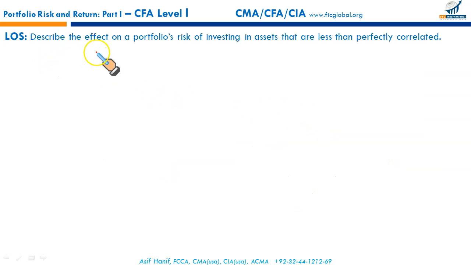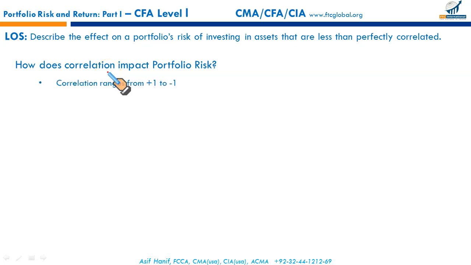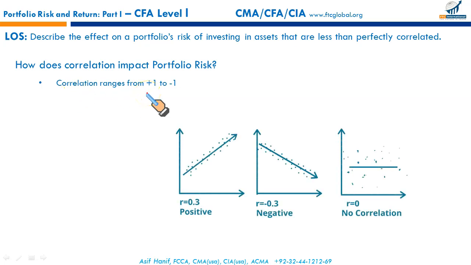Next, LO says describe the effect on a portfolio's risk of investing in assets that are less than perfectly correlated. So how does correlation impact portfolio risk? As I said, the coefficient of correlation ranges from +1 to -1. So when the correlation coefficient is +1, and the returns are perfectly positively correlated, or when the returns are negatively correlated, or when they are unrelated.